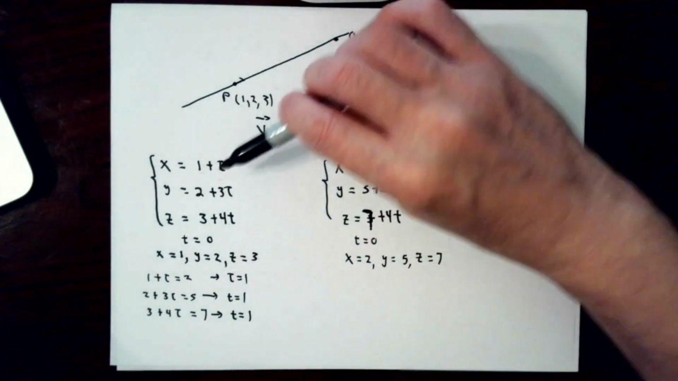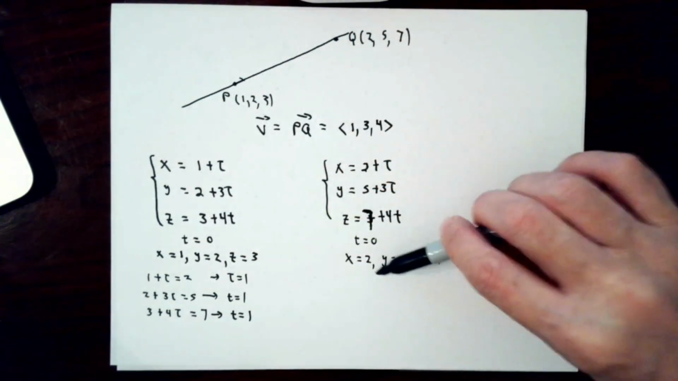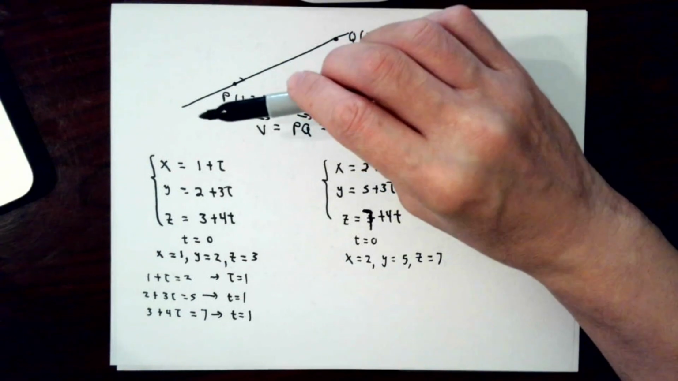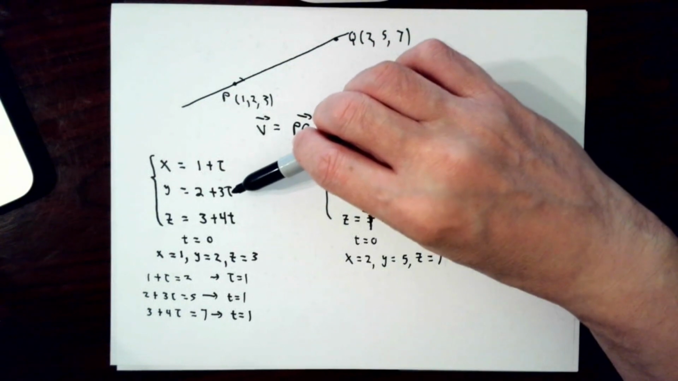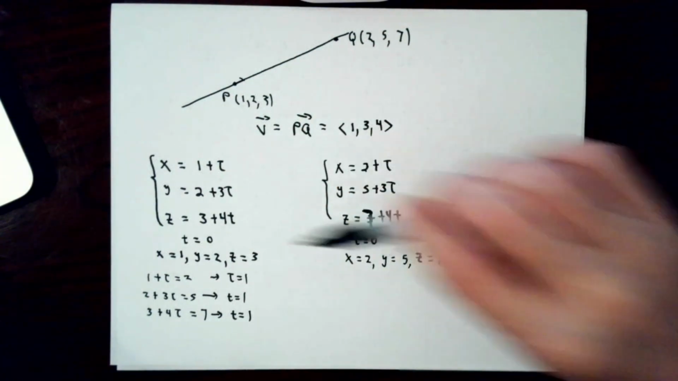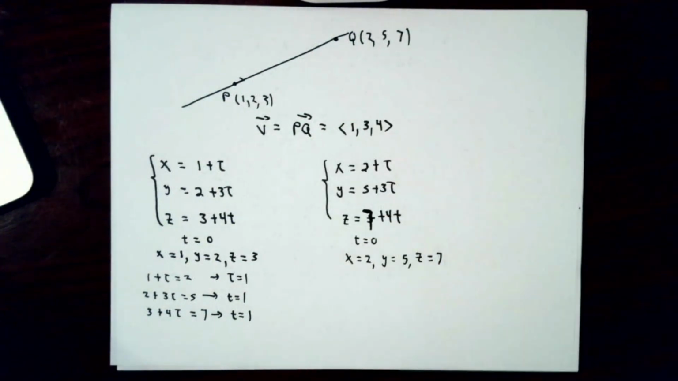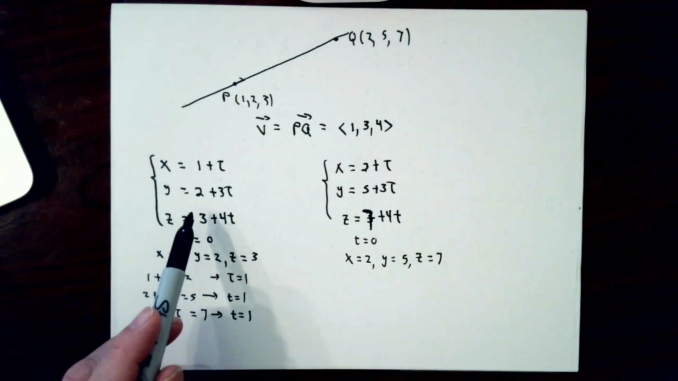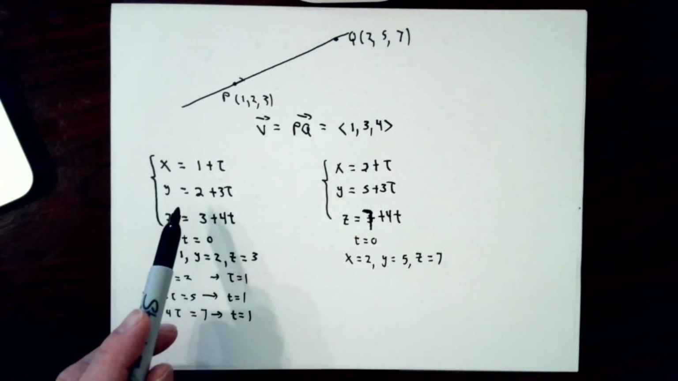When t is 1, x will be 1 plus 1, which is 2, which is what I want it to be. When t is equal to 1, y will be 2 plus 3 times 1, which is 5, and 3 plus 4 times 1 is 7. So we already knew that x equal 1, y equal 2, z equal 3 is a point of this straight line, but we now know that x equal 2, y equal 5, z equal 7 is a point of this straight line as well.